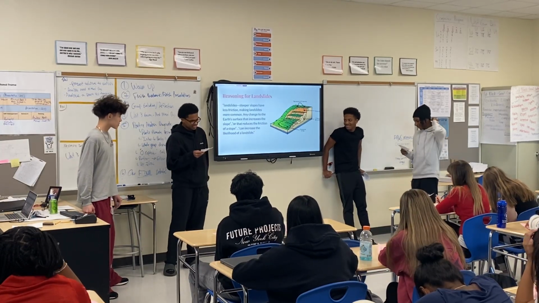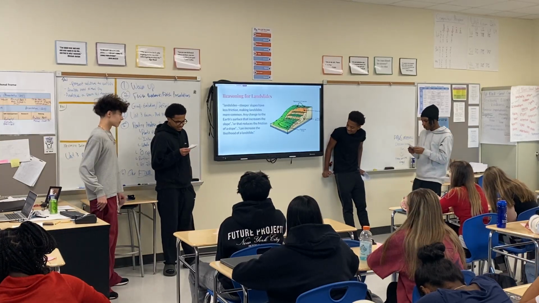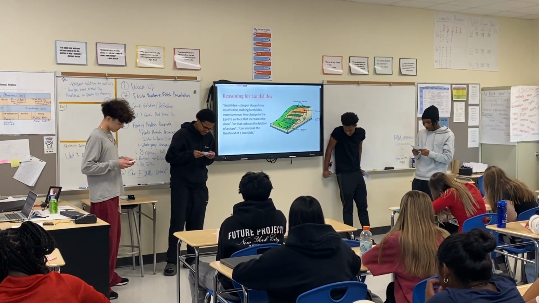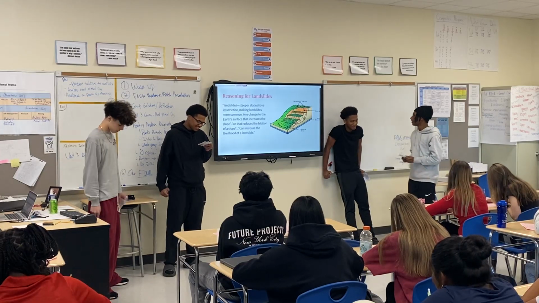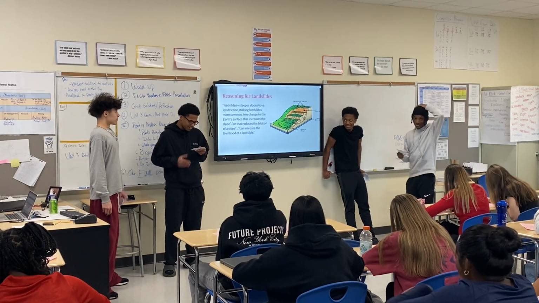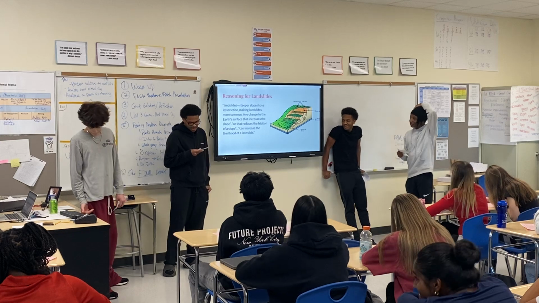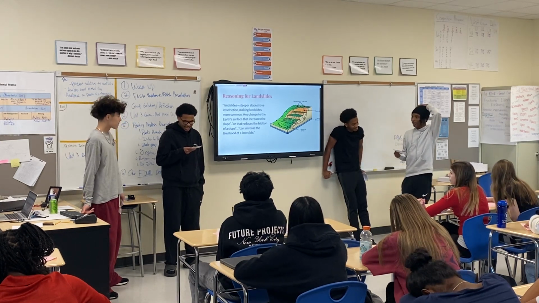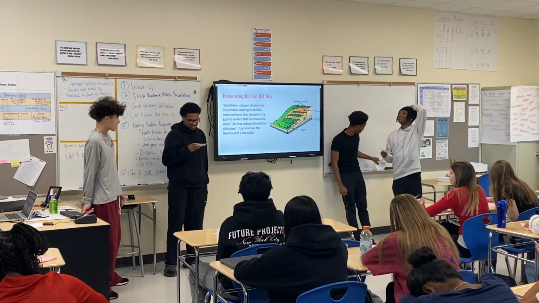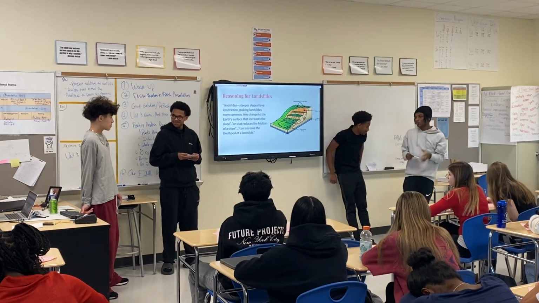Reasoning for landslides. Landslides happen because the force of gravity becomes greater than friction and the internal strength of the rock, soil, or sediment. They can also happen when there is heavy rainfall, which leads to obstruction of the ground.